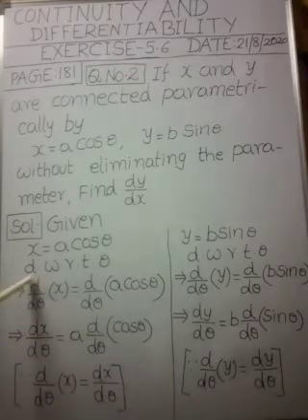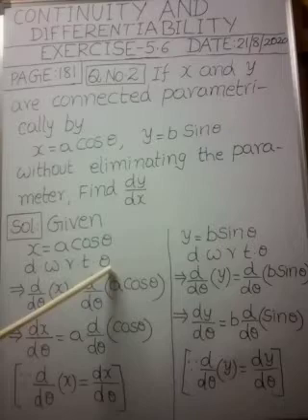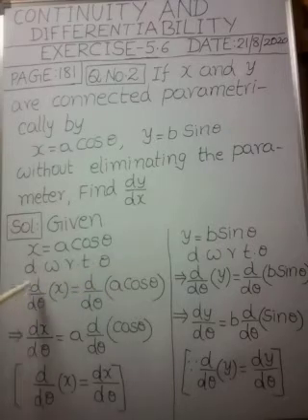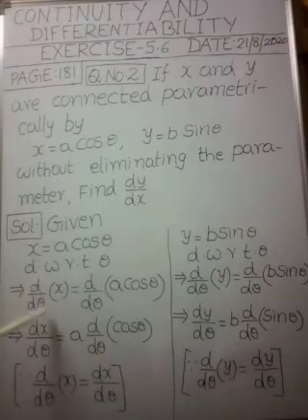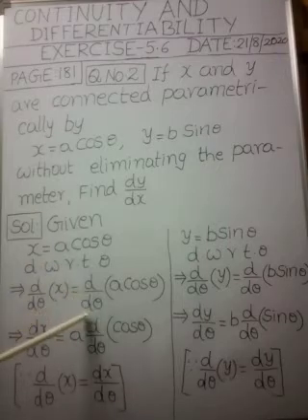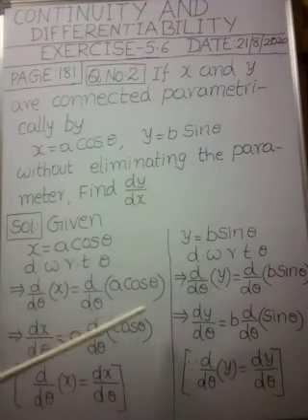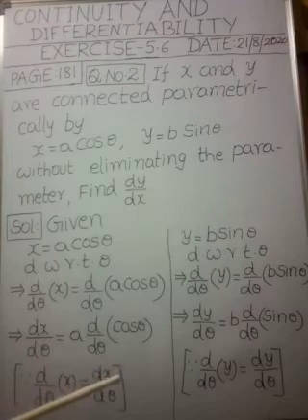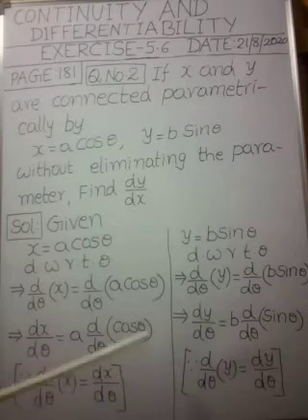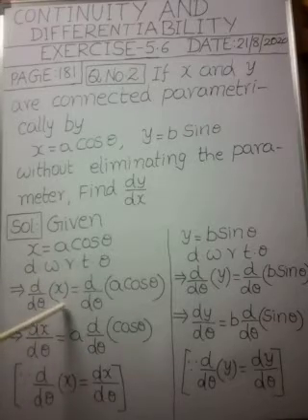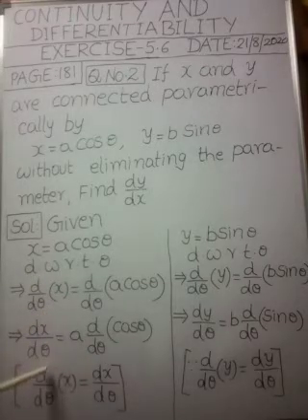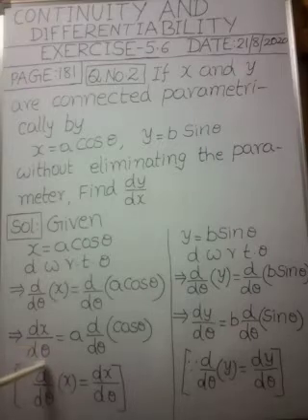So I wrote this step. Understood this step? This implies, what is the differential operator then? Yes, d by d theta. So d by d theta of x is equal to d by d theta of a cos theta. In this step, I wrote only the differential operator on both sides. This implies d by d theta of x is equal to dx by d theta only. So in LHS, I wrote dx by d theta.